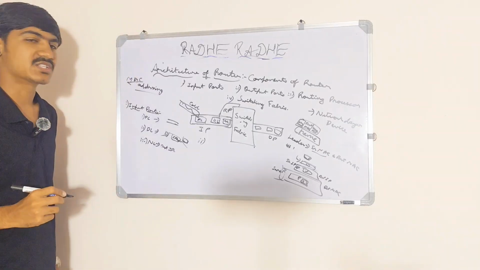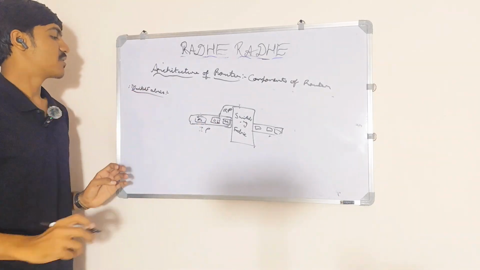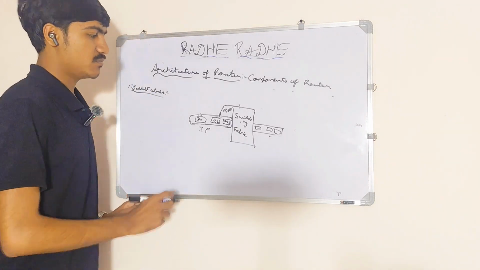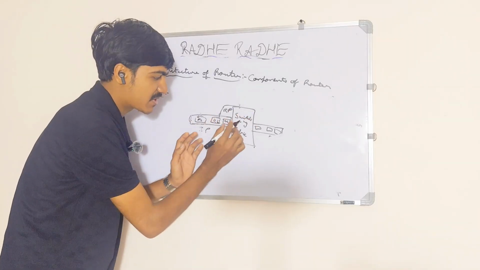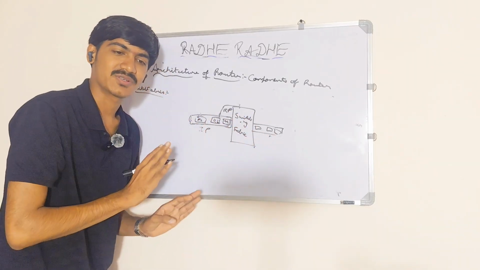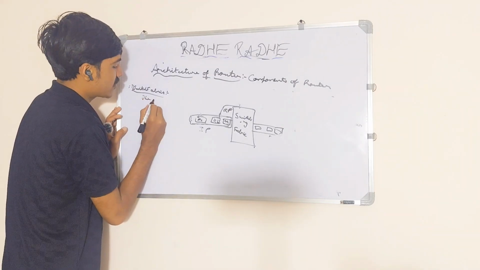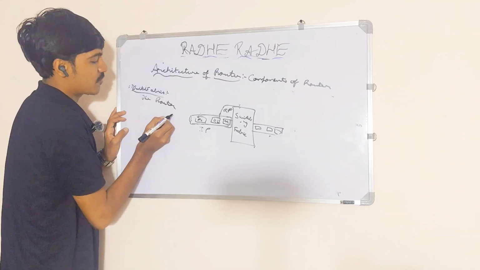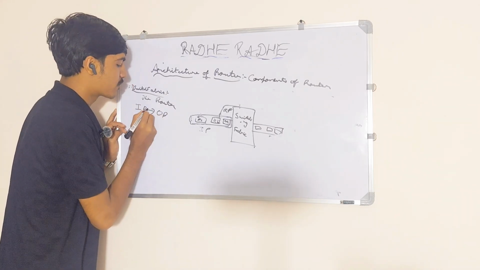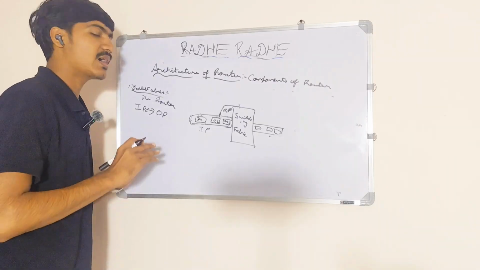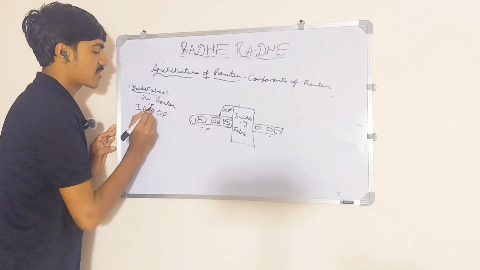Second, I am going to teach about switching fabric. From the diagram of the router you can see that switching fabric is connecting input port to output port. Simple. It is the component of the router which is responsible for connecting input ports to output ports and output ports to input ports, vice versa. That's it. This is what switching fabric does.